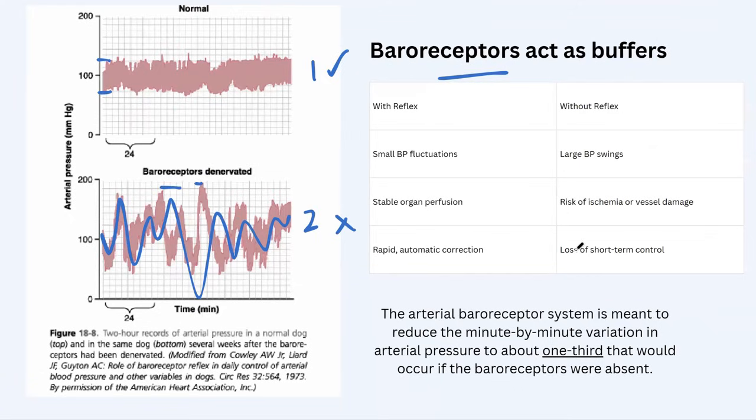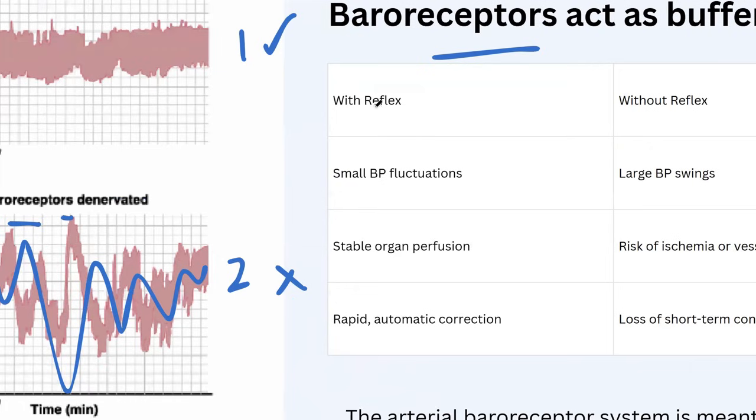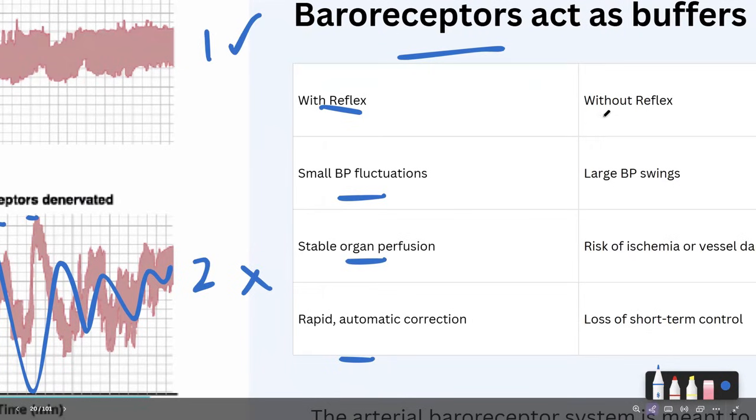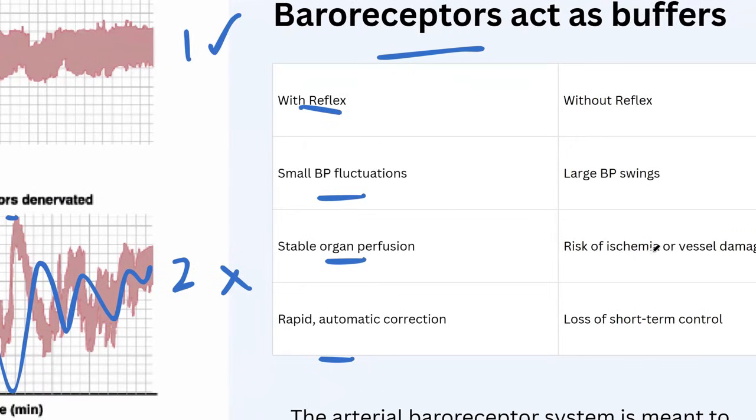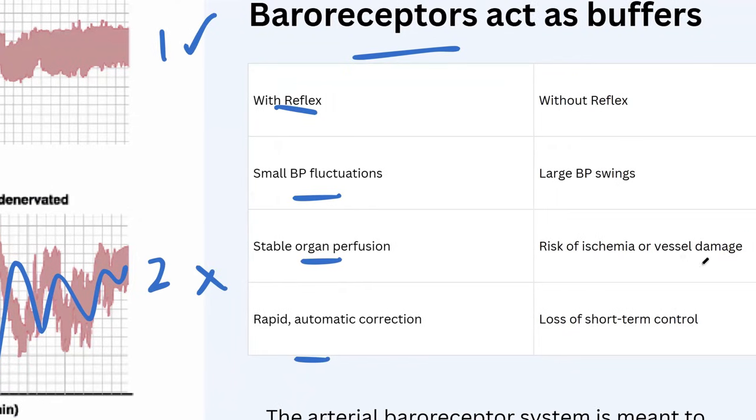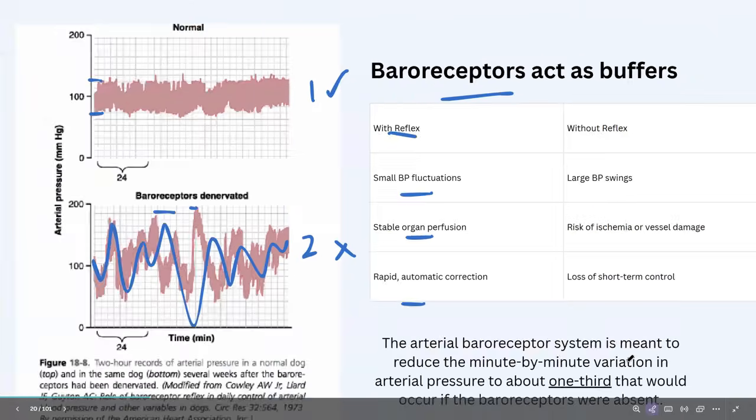Okay. So let's read this table together. With the baroreceptor reflex, you have small BP fluctuations, stable organ perfusion, rapid automatic correction. Without the baroreceptors, you have large BP swings, risk of ischemia because of low blood pressure, and vessel damage because of high blood pressure. And you have loss of short-term control.